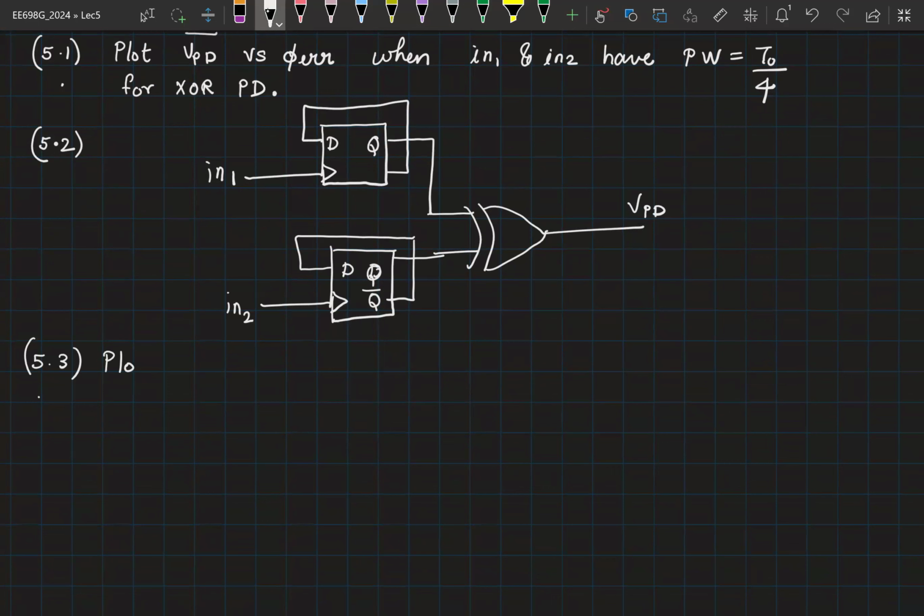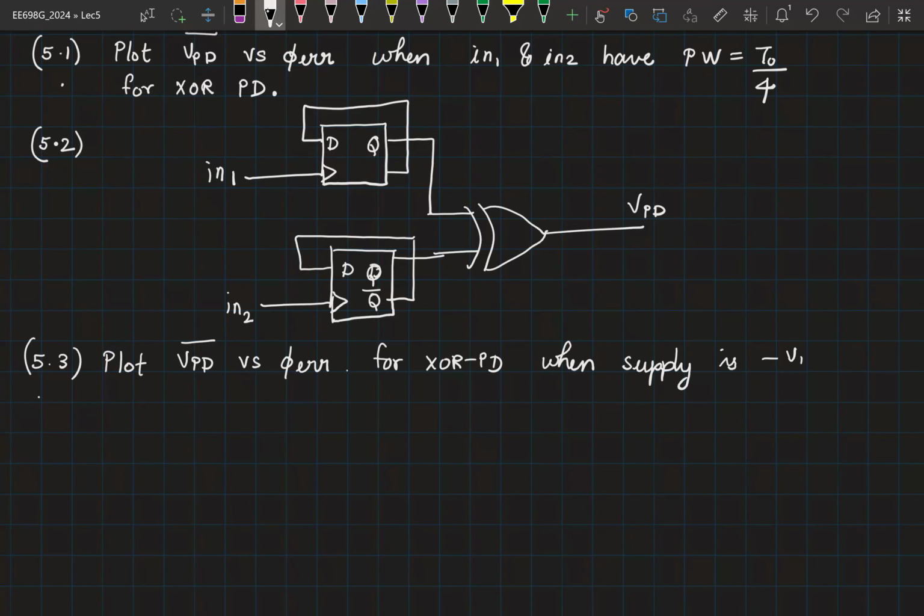Okay. Now, third question. So this is the point that he raised. You have to plot VPD average versus phi error for the XOR PD when the supply is from minus VDD to plus VDD. So instead of going from 0 to VDD, your output signal is going to switch from minus VDD to plus VDD. So you have to calculate the average and then plot the wave.